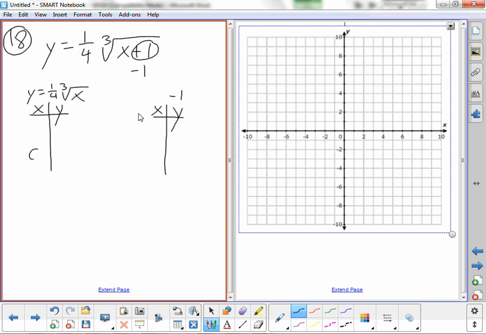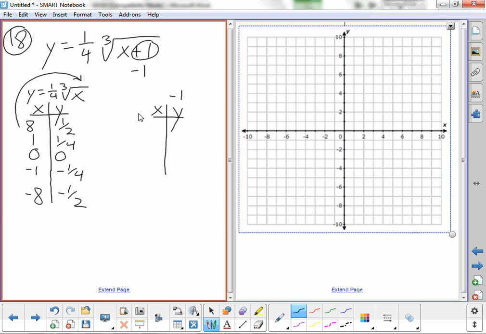Cube roots can get negatives and positives. So I want a +1 because that's a perfect cube, and a +8. -1, -8. Okay, so I plug an 8 into here. I get 2. 2 times 1/4 is 1/2. Okay, plug a 1 into there, and I'll get a 1/4. Plug a 0 into there, and I'll get a 0. Plug a -1, I'll get a -1/4. Plug in a -8, and I'll get a -1/2. All right, -1/2 because -2 over 4 becomes a -1/2.